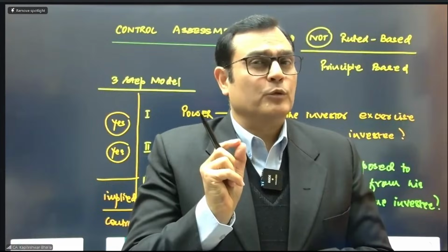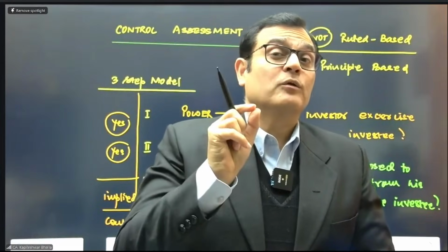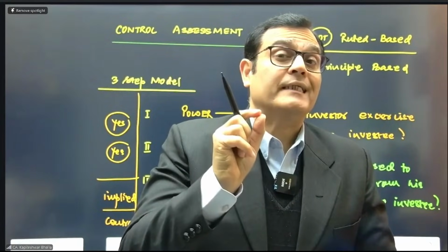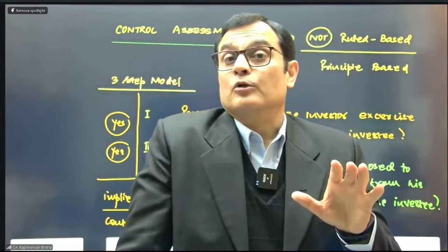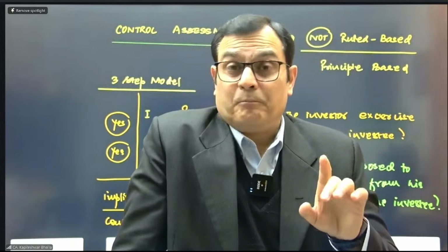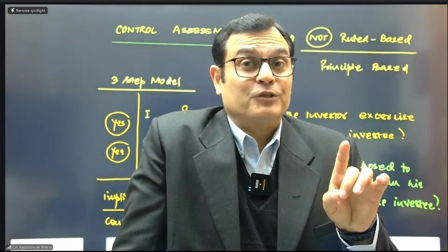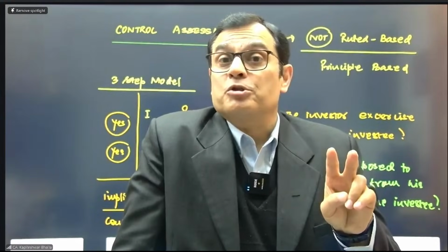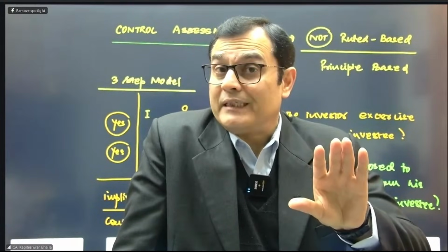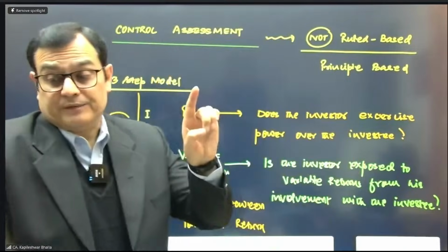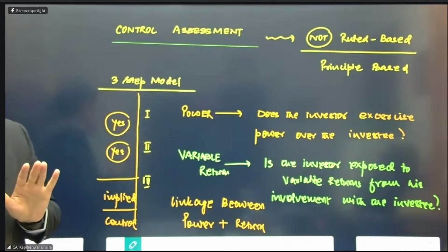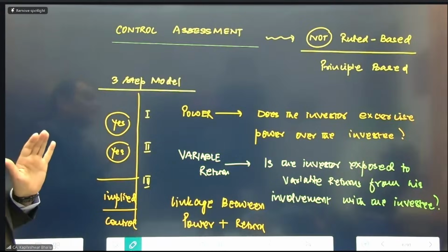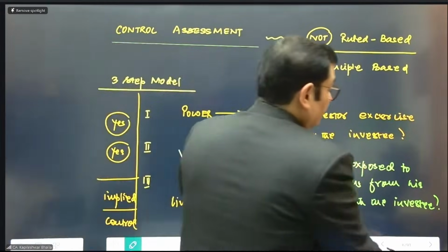So what we're going to do now, we're going to work upon step number 1. We're going to first work upon only the element of power. Now, when you say that you've got power, you cannot conclude that you've got control. Power is just one element of control. The other one is exposure to variable return. So we're just concentrating on step 1, that is power. I hope, friends, my thought process is very clear in terms of understanding that the first element of control is power.